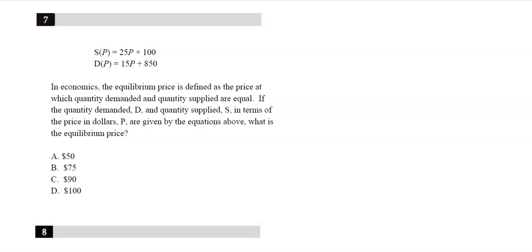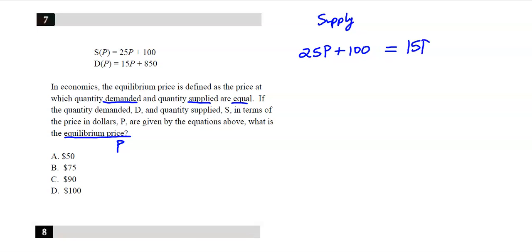Got a story problem here. In economics, the equilibrium price is defined as the price at which quantity demand and supply are equal. So we need demand and supply to be equal. If they are equal, what is the equilibrium price? So what is P? Let's set these two equations equal. Here's the supply equation. That's supply. And then we're going to write the demand equation. And we need to figure out, when does supply equal demand? What P will make that happen?